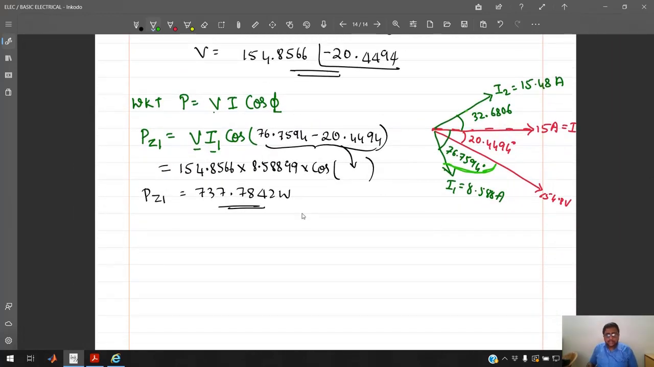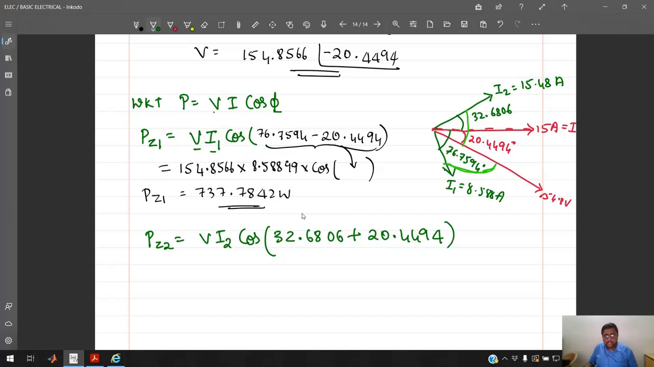So coming back to this, I need to calculate what is the angle between the voltage and current I2. It is the addition of the angles of voltage as well as the current I2. So your PZ2 will be equal to V into I2 cos of the angle between V and I2. The angle between V and I2 is 32.6806 plus 20.4494. I hope you understood why it is plus, and in the previous case it is minus.